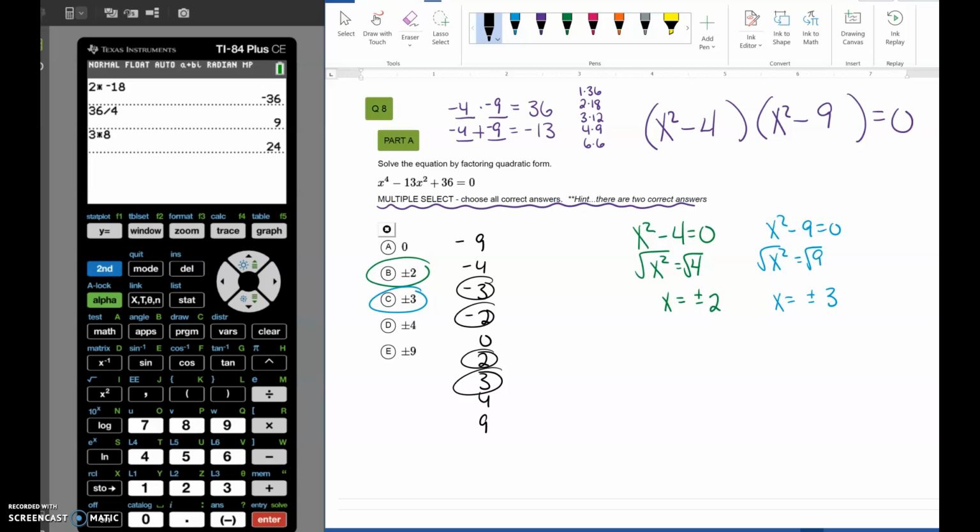But when you are factoring quadratic form, you've got this x squared and x squared, and you're going to have 2 answers in the multiple select. I'll try to make that obvious.